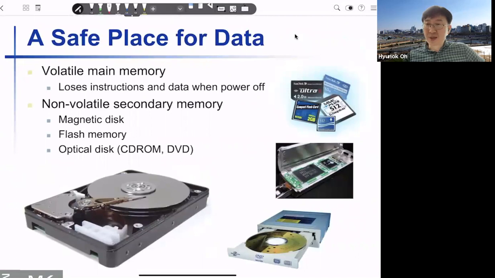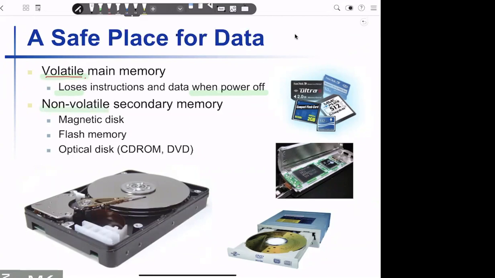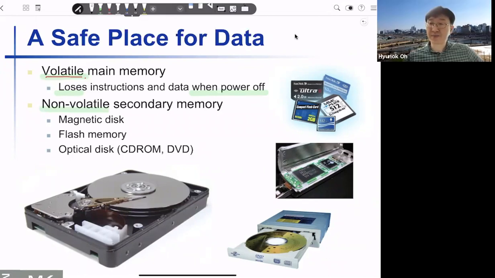So there's non-volatile memory. Memory is volatile, right? Volatile means if you turn off the power, then the content disappears. When power is off, we lose everything, the stored data or instructions, everything is gone. In that case, we say this is volatile. And non-volatile is the opposite. It's a storage system. So even though you turn off the power, the content still remains in the storage system.